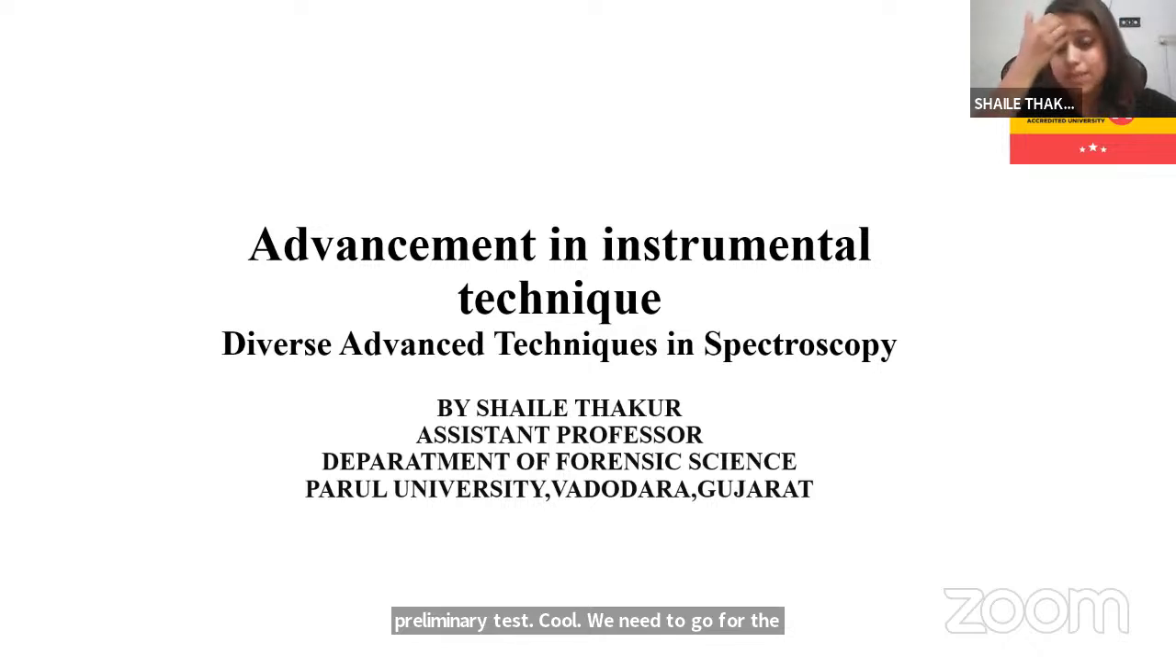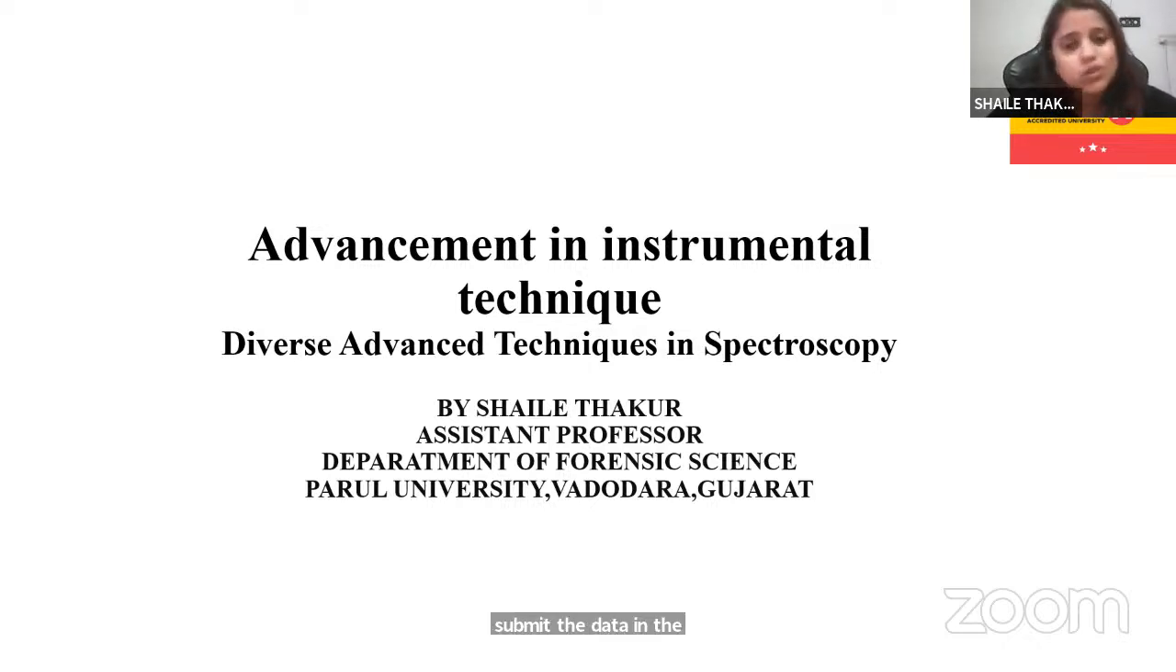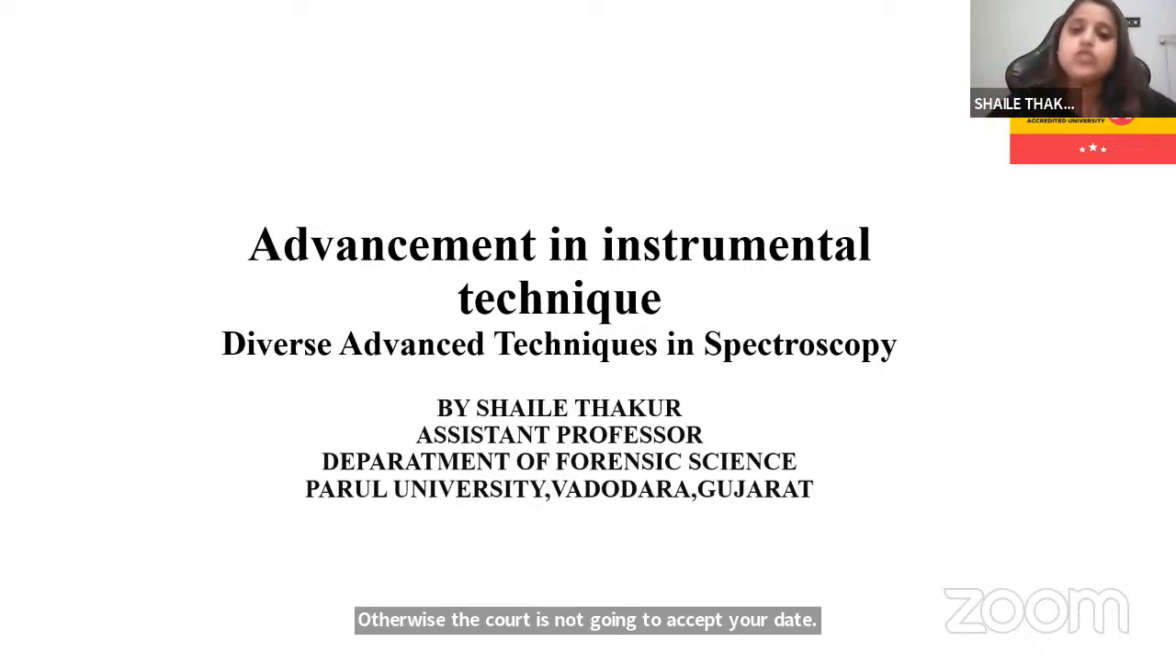On the basis of a preliminary test, we are not supposed to submit the data in the court of law. Otherwise, the court is not going to accept your data. Therefore, you need to present the secondary, or confirmatory, examination in the form of a report. So after the preliminary examination, we need to go for the confirmatory test.